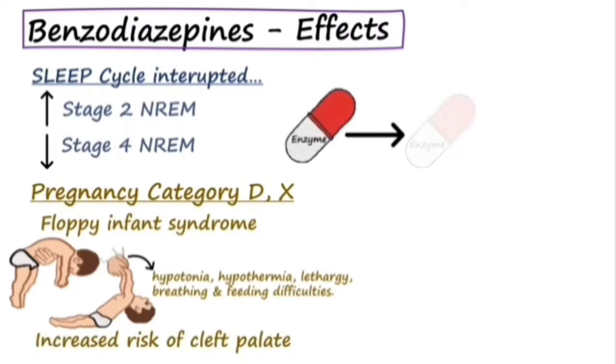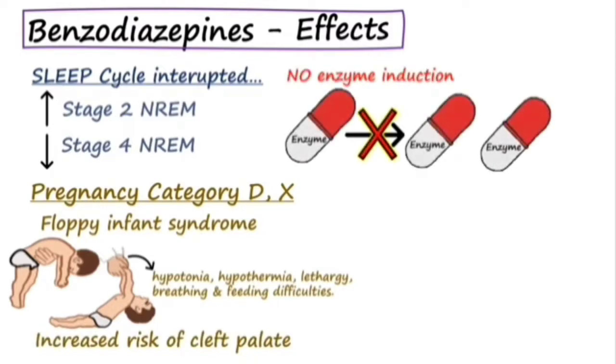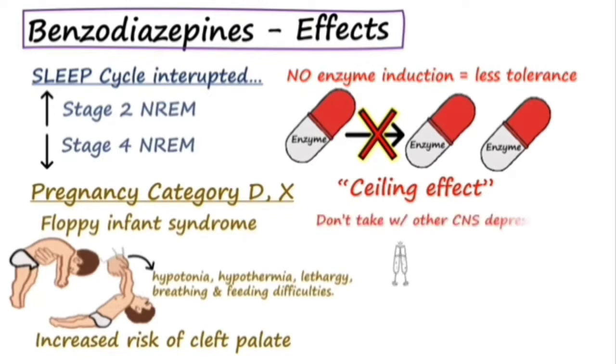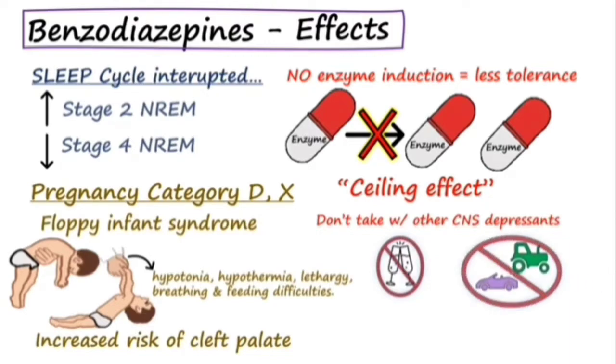Benzodiazepines don't cause the same enzyme induction as the barbiturates. Therefore, less metabolic tolerance is induced by these drugs. Also, unlike barbiturates, benzodiazepines have a ceiling effect, which limits their ability to cause CNS depression. This is definitely not to say they aren't potentially dangerous. If used improperly, they shouldn't be mixed with other CNS depressants such as alcohol, and they shouldn't be used while driving or operating machinery. Some patients may become dependent on these drugs.